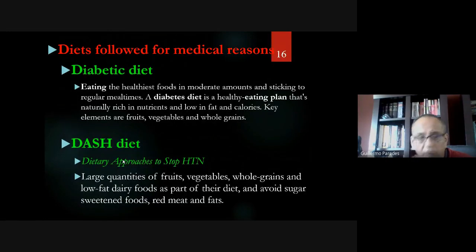for your presentation is the diabetic diet: eating the healthiest food in moderate amounts and sticking to regular meal times. That is huge. It's important. Diabetic patients need to be very disciplined in their diet. If possible, they need to eat at the same hour every single day, for three meals: morning, evening, and then late evening. Okay?